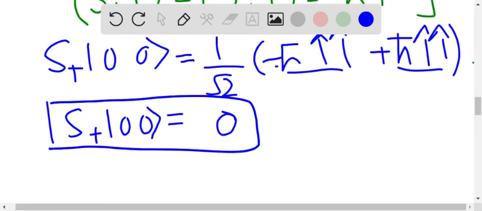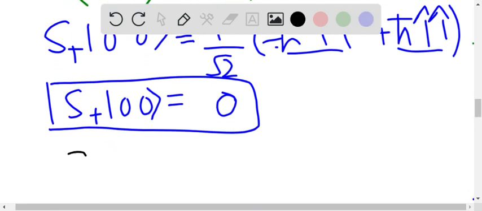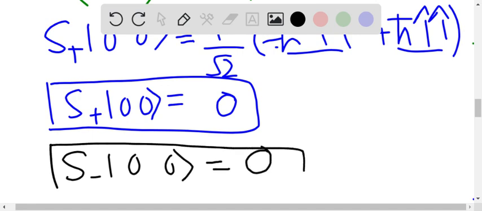Next we will work on S negative |0 0⟩. We'll solve it just like we did the above one, and we'll get that it is also equal to 0.